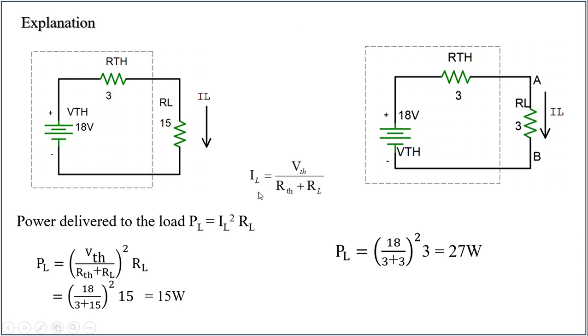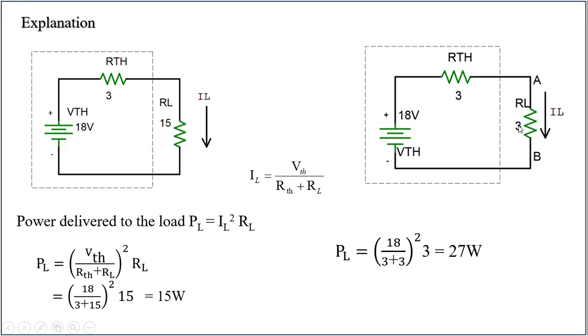We know the formula for IL. IL is equal to VTH by RTH plus RL, and we know the formula for power: P is equal to IL square into RL. PL is the power delivered to the load, so load current square into RL. Substituting the values of VTH, RTH and RL in this formula, we got the power delivered to this 15 ohms as 15 watts. The unit for power is watt. So 15 watts power is delivered to this particular resistor.